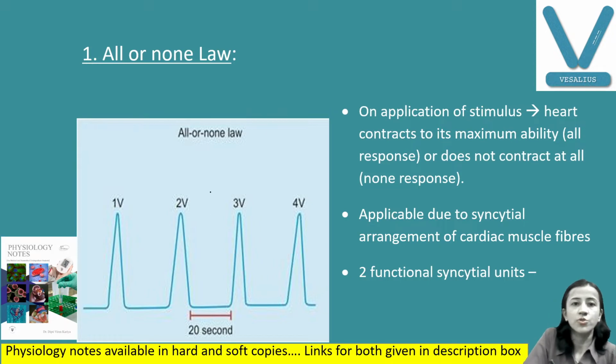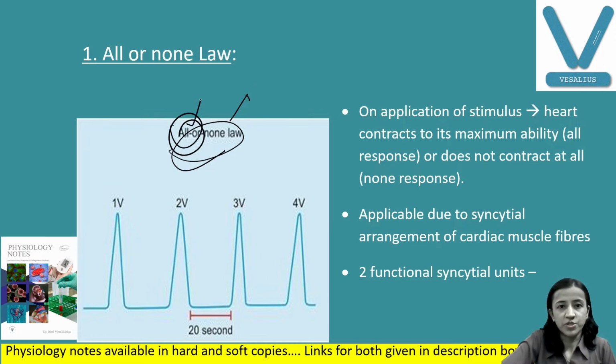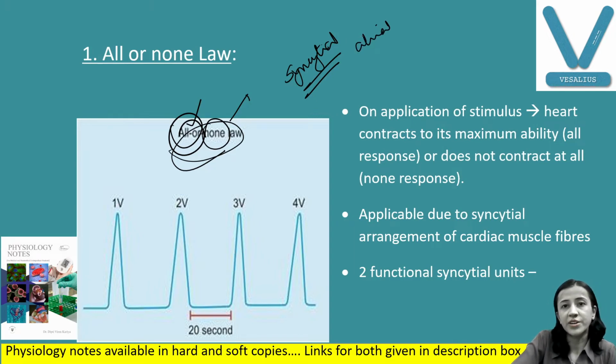What is the all or none law? You can see in this diagram. When an adequate stimulus is applied, the heart contracts, and when it contracts, it contracts to its maximal ability, and this is the all response. And if the stimulus is not adequate, there is no response, so that is the all or none response. This is applicable to the syncytial arrangement of cardiac muscle. And as we have discussed, heart muscle has two functional syncytia: atrial and ventricular syncytium.